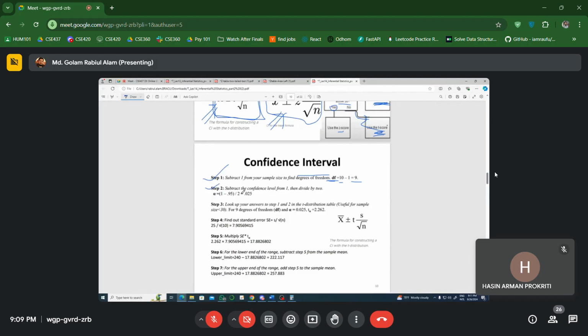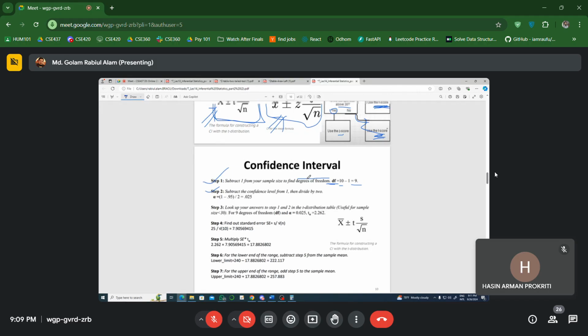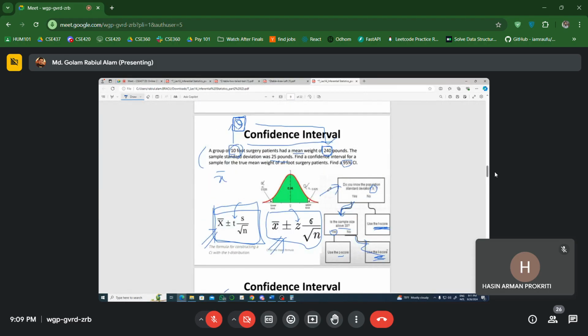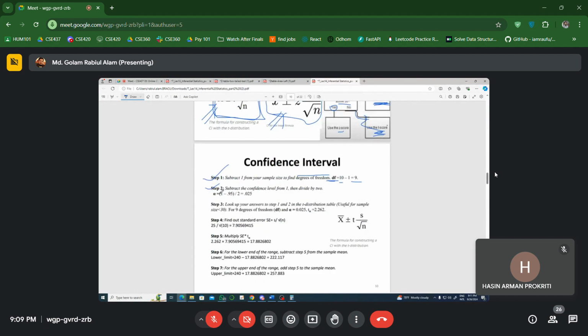Now the second step: subtract the confidence level from 1 and divide by 2. In this case, we have a 95% confidence level. So 1 minus 0.95, and then we have to divide it by 2. That is 0.025. Why are we dividing by 2?